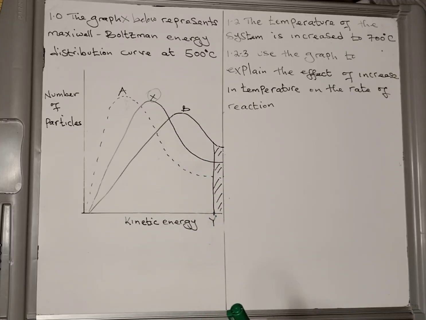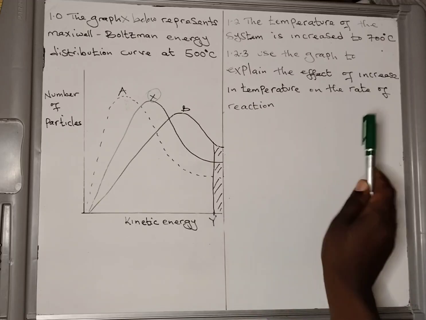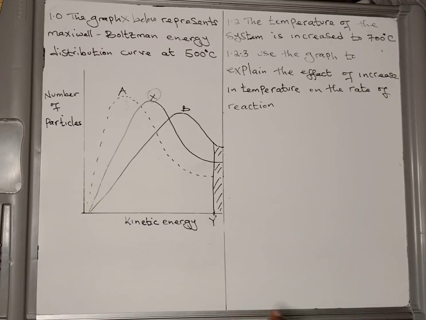First of all, let us look at the effect. What does it do? If you increase temperature, what happens to the rate of reaction? Does it increase or decrease? Temperature happens to be one of the 6 factors affecting the rate of reaction. And when you increase it, the rate of reaction increases. So the rate of reaction will increase.